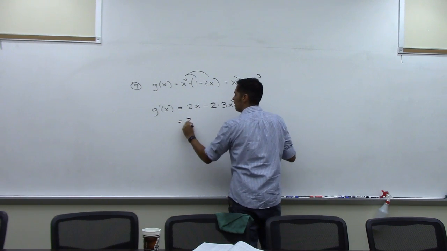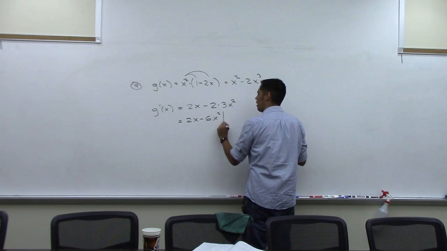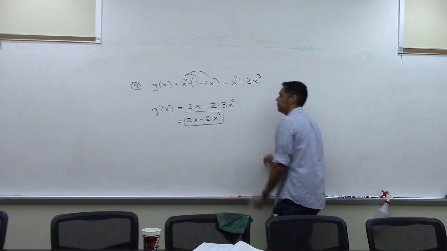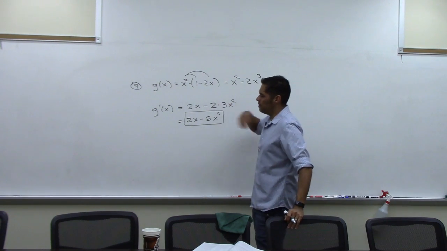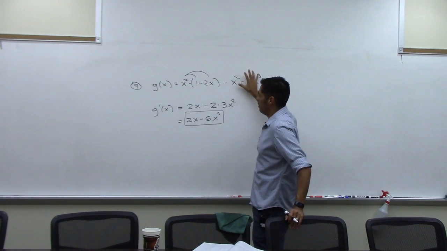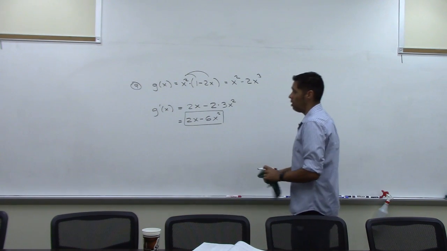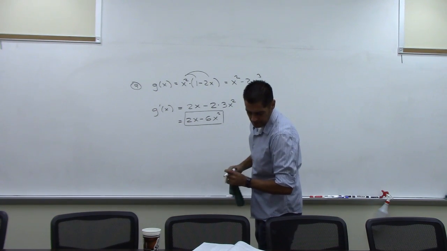So just clean it up. 2x minus 6, 2 times 3, right? x squared. There you go. That's it. But you have to do this distribution right now. In the next section, we'll be able to deal with it, just like I said. We'll be able to do that without having to do this. And that will be the product rule, but we're just not there yet. All right, let's look at 11.